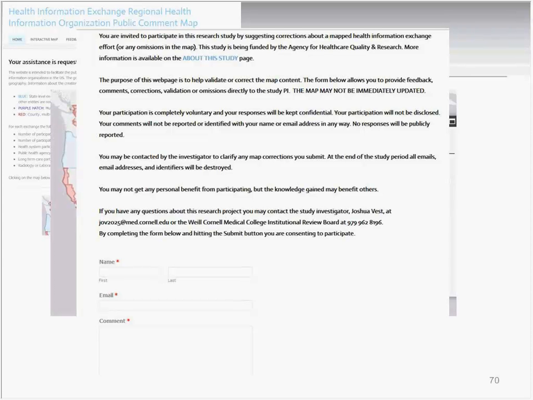So the public comment period ran for 45 days, during which it was accessed by 260 different users or viewers. And the feedback resulted in 30 geography edits, 3 updates to HIO organizations, either removal or addition, and we got nearly 200 participating organization updates. So we ended up editing the number of hospitals that were participating in each organization quite substantially.